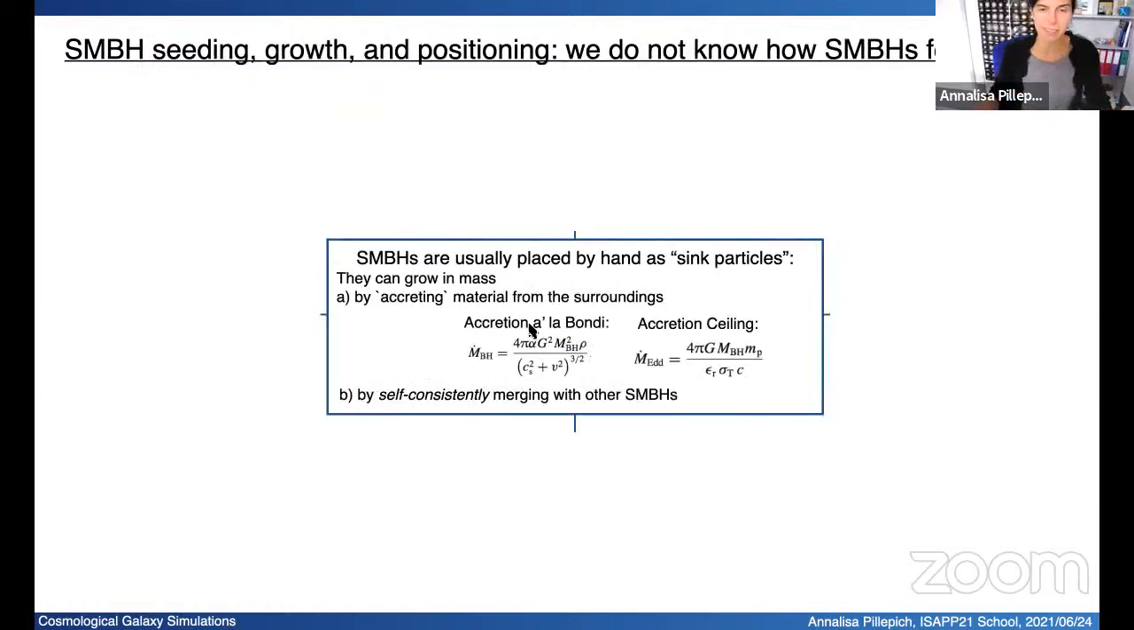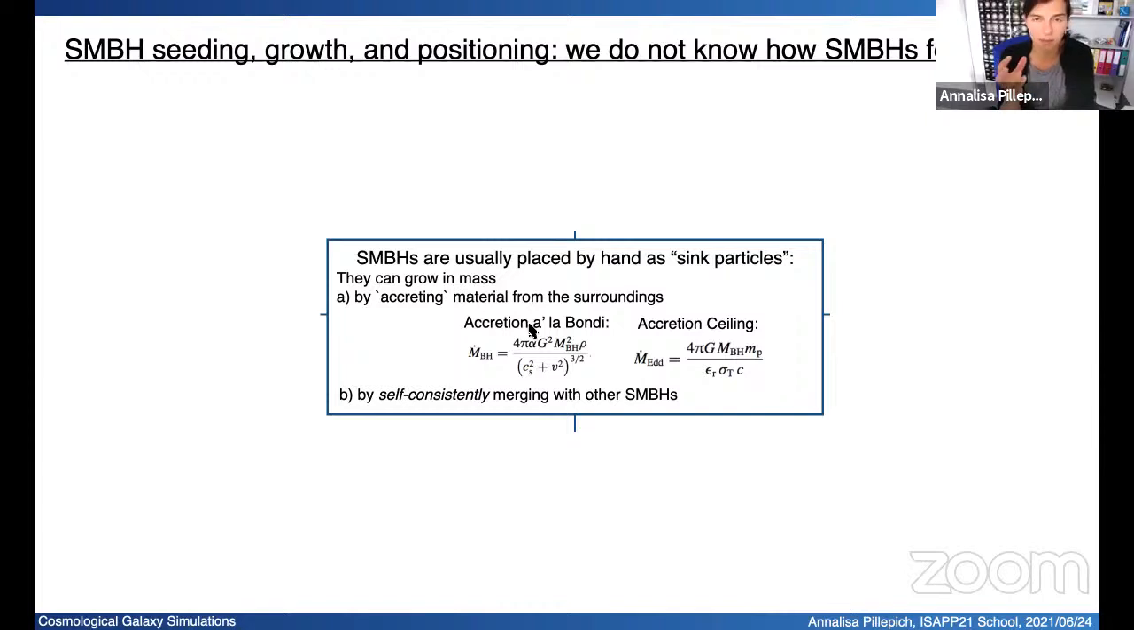So now, there are a number of difficulties. Firstly, nobody knows how these supermassive black holes form, literally. It's an open question and a big sector of research in astrophysics. And so in our model, we usually place them by hand as so-called sink particles.